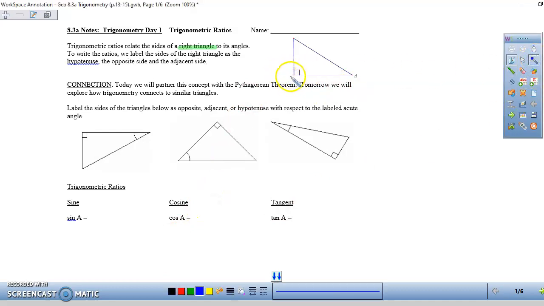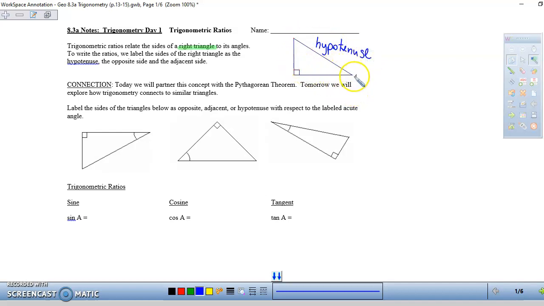the hypotenuse is always the easiest one to identify. So it's always across from the right angle. So wherever you identify the right angle, these all have to be right triangles to do trigonometry. Across from the right angle is the hypotenuse. I'm going to label this guy the hypotenuse.